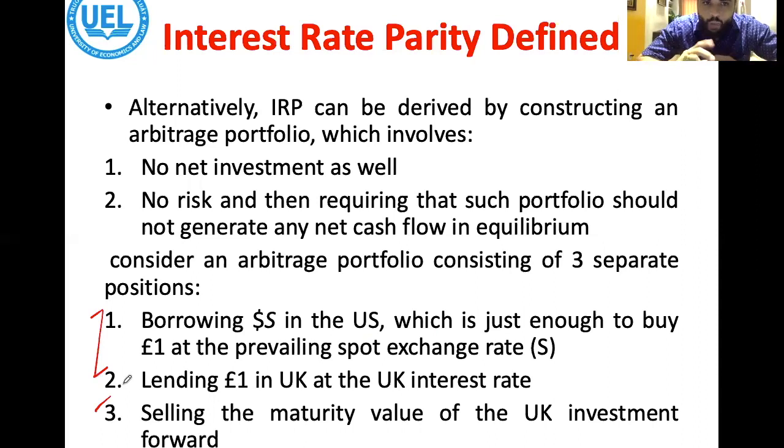First is borrowing dollars at spot in the US, just enough to buy pounds at the prevailing spot rate. Lend these pounds in the UK at the UK interest rate. Then sell the maturity value of the UK investment at the forward rate. Spot rate, forward rate, interest rates, all right? The difference between the two interest rates will equal the difference between the spot and the forward rate. If all are equal, IRP holds, because this equals this, interest rates same, no investment opportunity, spot equals forward, same, no investment opportunity.